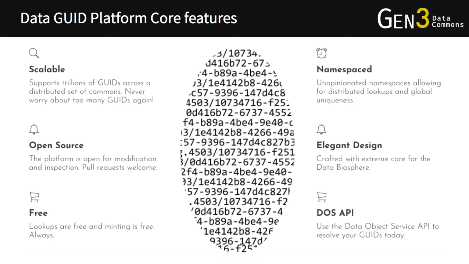Like all Gen3 microservices, IndexD is modular, so it can be used with other Gen3 solutions or used separately. Next, Data GUIDs are scalable. Our solution supports trillions of GUIDs across a distributed set of commons. This means you'll never have to worry about too many GUIDs in your data and won't run the risk of generating duplicates. Finally, Data GUIDs are namespaced, which ensures global uniqueness. This also allows distributed lookups, which are always free. For example, using the Data Object Service API, anyone can easily resolve a Data GUID from any namespace.